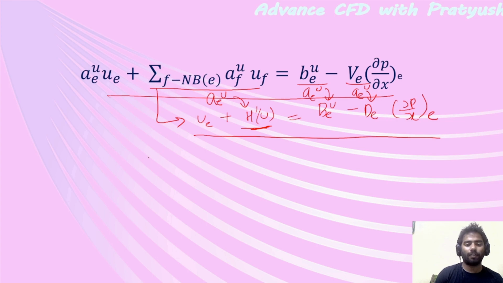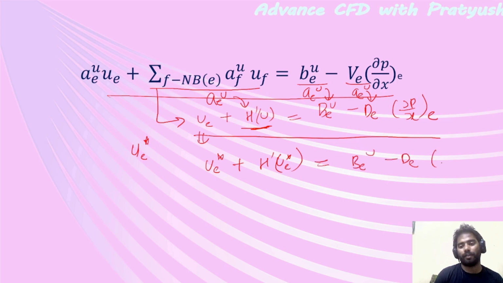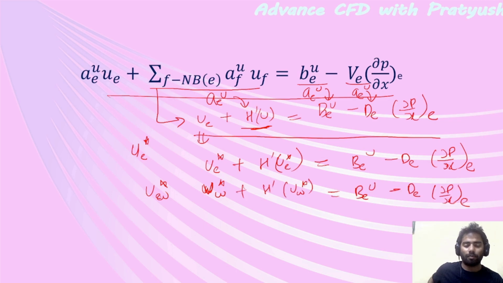Suppose after solving the momentum equation, we find a solution, that is u_e star. Then this can be written as u_e star plus H dash u star equal to b_e^u minus d upon del p upon del x at e. Similarly, for the west face, we will get a similar expression, that is u_w star. So these are the equations after getting the solution by solving the momentum equation.